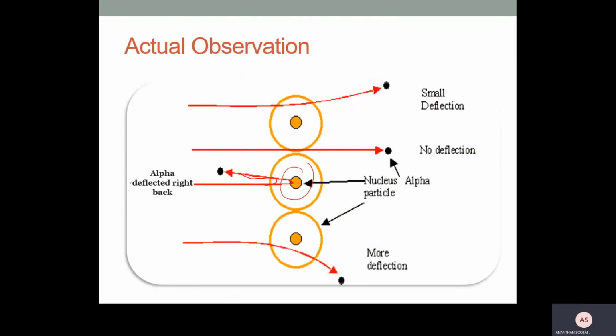So this diagram is wrong. Don't draw it in the exam. Don't go and touch the nucleus and come out halfway, like you shift it back. Then the one going closer to the nucleus deflects more.